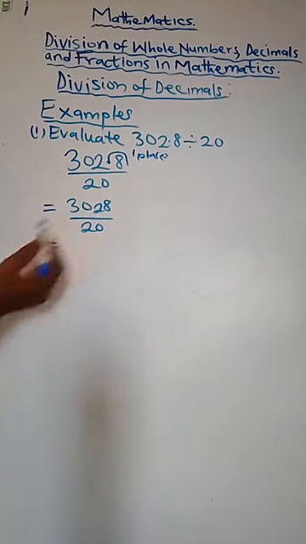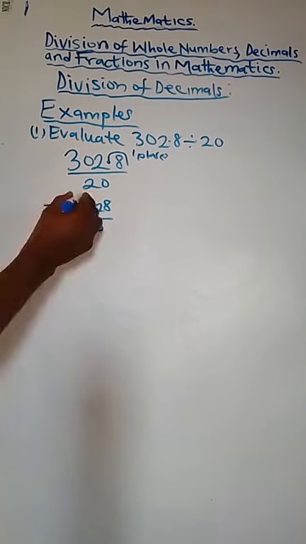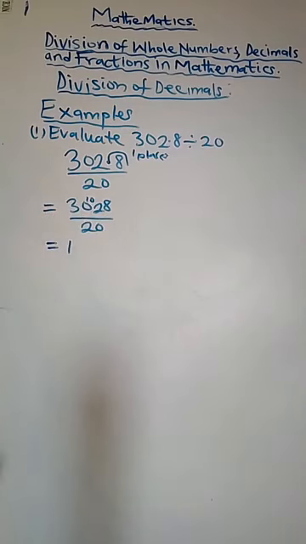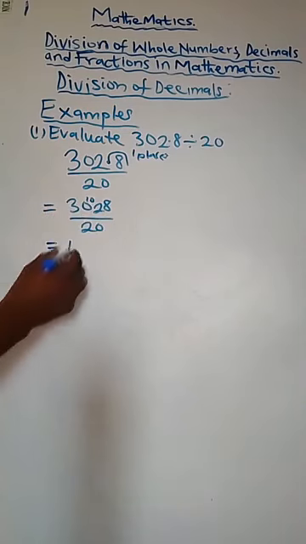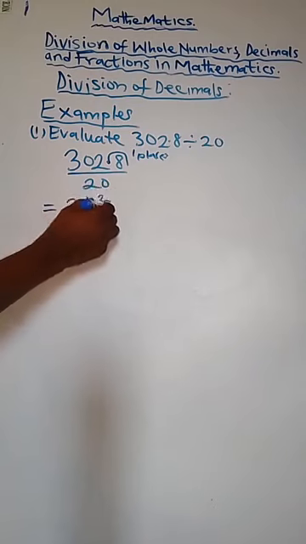Now let's start asking the right question. How many 20 can we see in 30? 1. What do you have left? 10. So we write the 10 here. 102. So we now say how many 20 can you see in 102? 5. 5 times 20, that's 100. 102 minus 100. You have 2 left. With that, this is now 28.